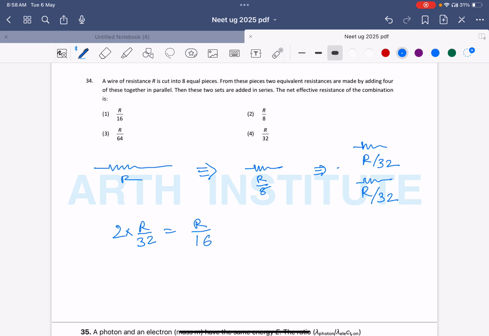Look again. When R is cut into 8 equal parts, each part will have a resistance of R by 8. When 4 of these R by 8 are connected in parallel, the equivalent will be R by 8 upon 4, that is R by 32. Because two combinations were there, we got R by 32 and R by 32. And then these are connected in series. So in series, both the resistances will add. So we get R by 16. This is a simple question. So the correct answer is R by 16.